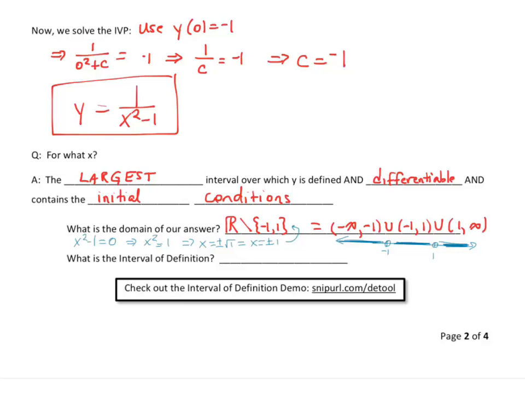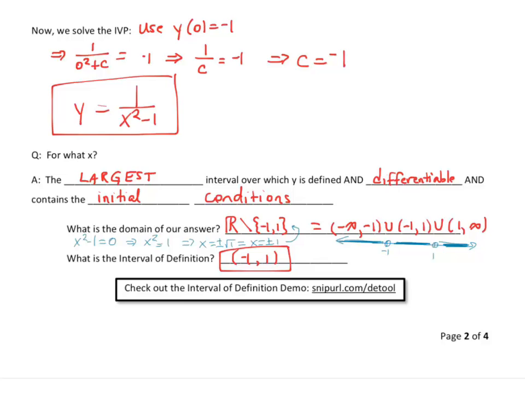Now, what's the interval of definition? Well, if you use this answer that I just gave you right here, the largest interval over which y is defined and differentiable and contains the initial condition. So think of this last part as the most important part. It contains the initial conditions. So if it's going to contain the initial conditions, it has to contain the point where x is equal to 0 and y is equal to negative 1. So these are the values of x's that you can plug in. 0 is in this interval right here, so the interval of definition is negative 1 to positive 1.